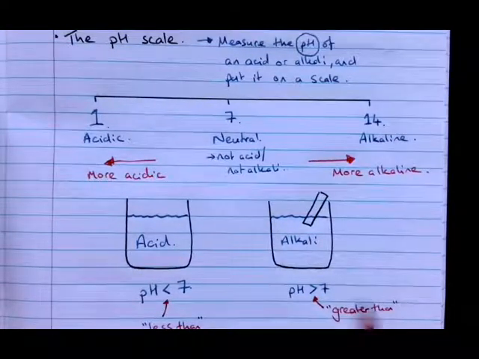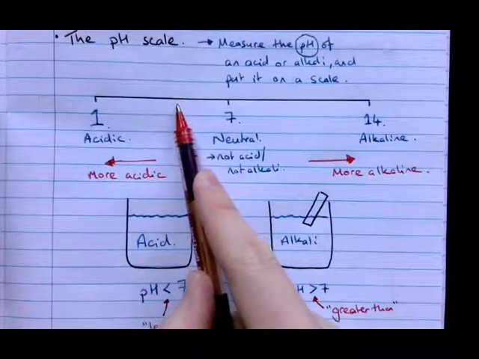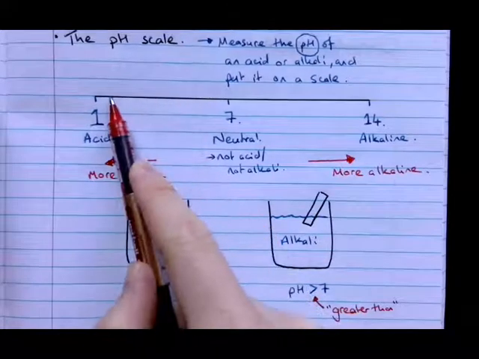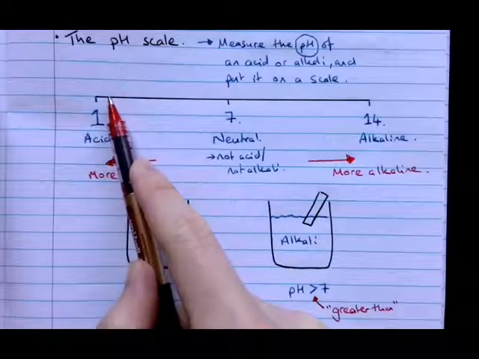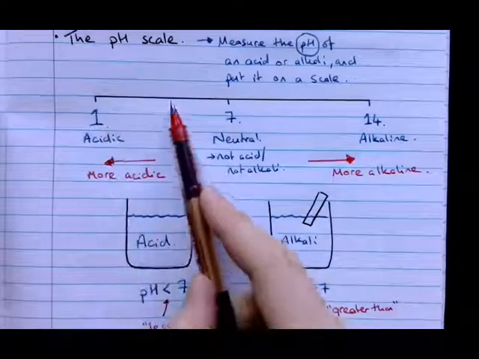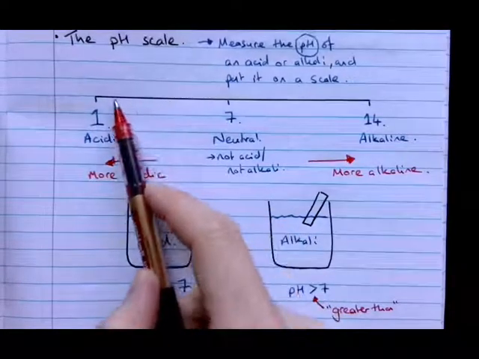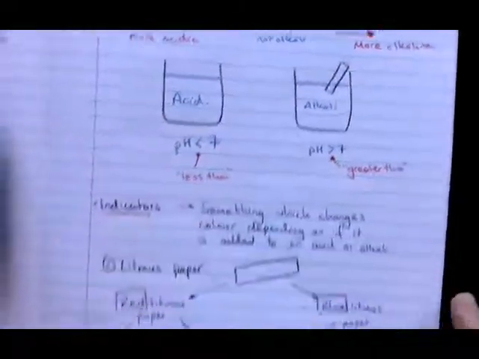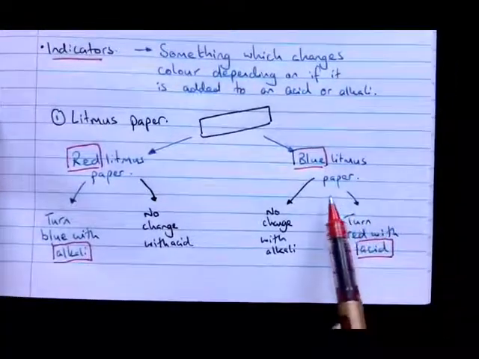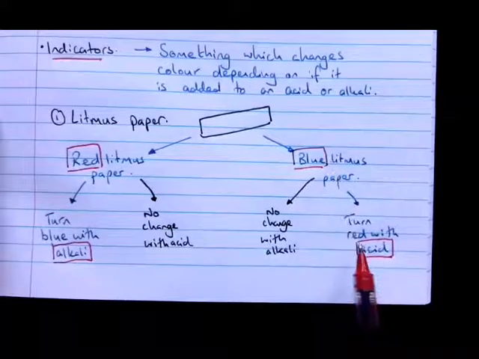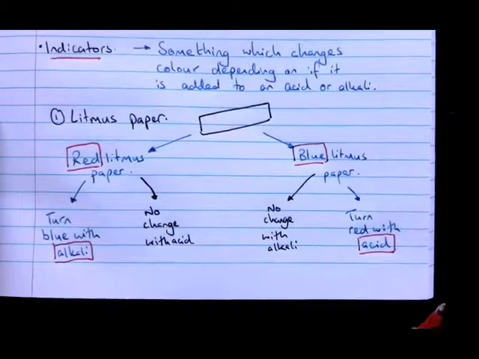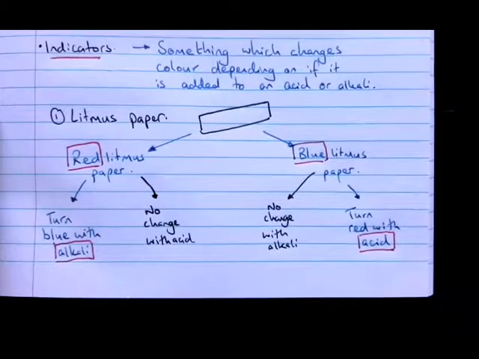So what if I've got an acid here and an acid here? Okay, so I've got this acid, let's say pH of 5, this acid, pH of 2, and I do the blue litmus paper test, they're both going to turn red. Okay, so it doesn't tell me anything about the pH, it only tells me they're both acid.